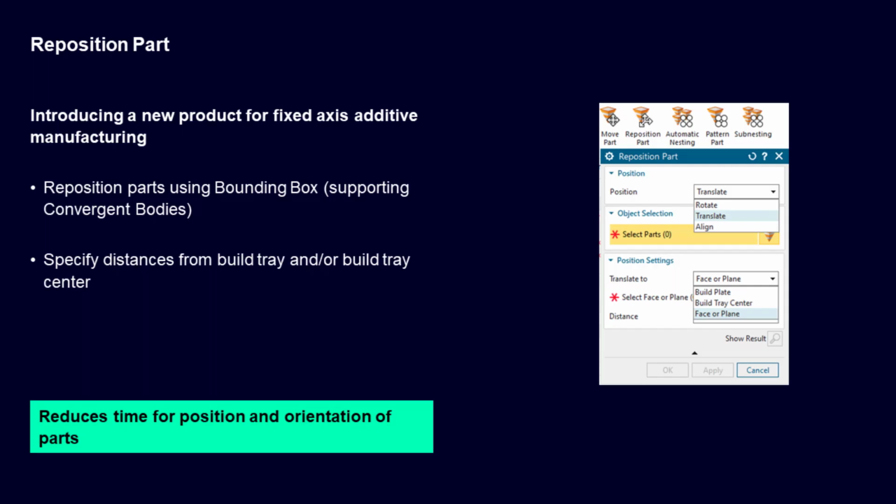NXAM, Fixed Plane Reposition. Part augment the existing CAD-centric add and move part with additive-centric reposition. Part, translate part, rotate part. Align part, improve usability. Reposition parts using bounding box, supporting convergent bodies. Specify distances from build tray and/or build tray center. Reduce time to position and orient parts in the build tray.